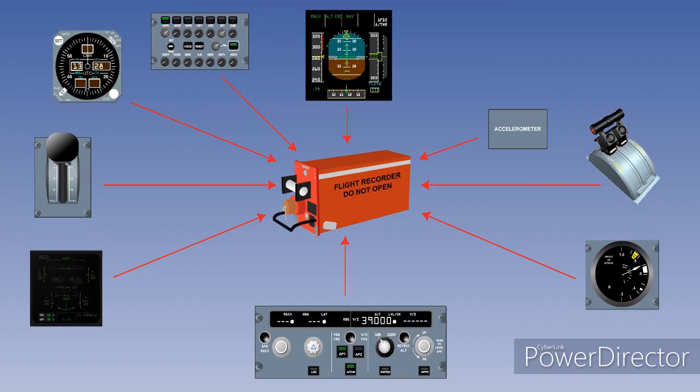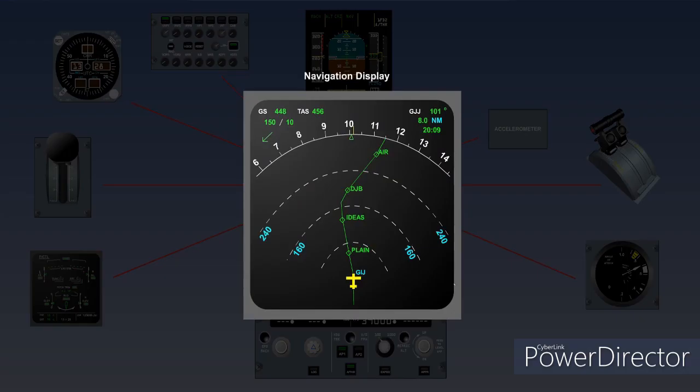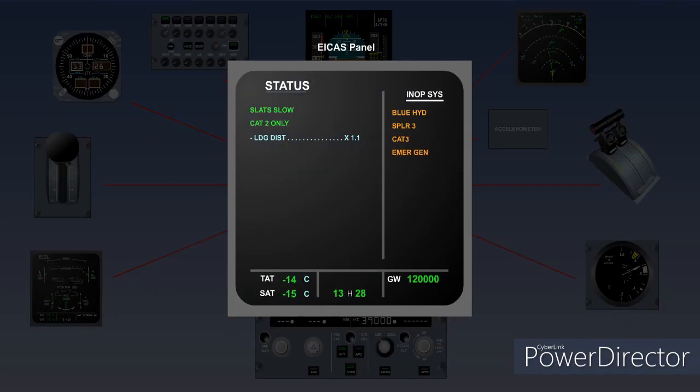Additional parameters, mandatory for aeroplanes above 27,000 kilograms, which are recorded, include the positions of primary flight controls and trim, radio altitude and navigation information displayed to the crew, cockpit warnings, and landing gear position.